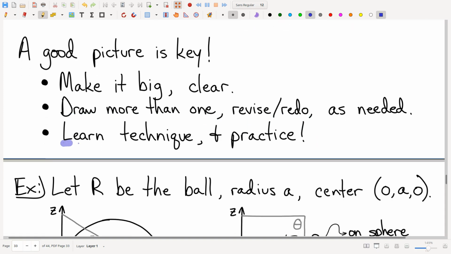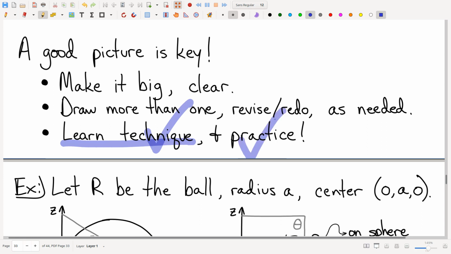Last comment. This is not just a matter of natural talent. A lot of people think, oh, I can't draw pictures. Okay, well, you can improve if you understand techniques. There are things to know. There are clever ideas that, when explained, if you digest those clever ideas, that'll help you make better decisions in the drawing process. And of course, don't forget to practice.